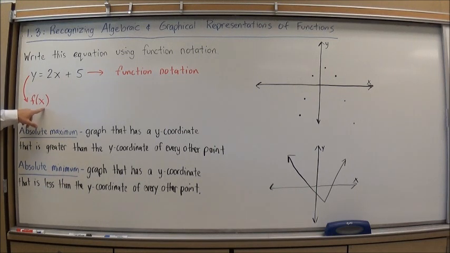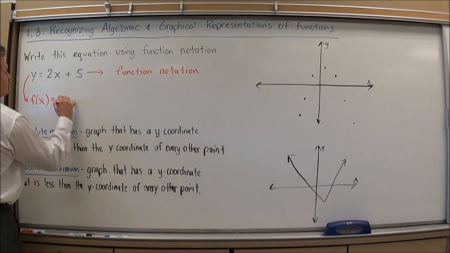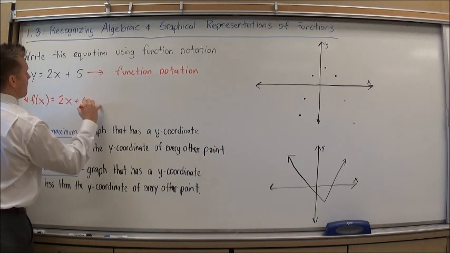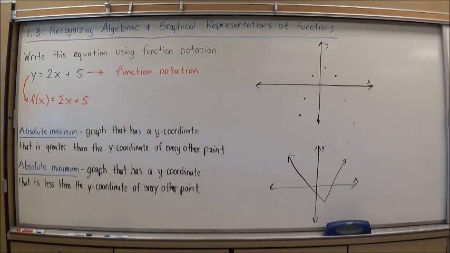Okay, and it doesn't always have to be f of x. You can choose these variables. I could go s of t. In that case, the s would be the output variable, my dependent. And whatever you have in the parentheses here is the input. It's where you're plugging values in. The rest of it would stay the same. So I have f of x equals 2x plus 5.